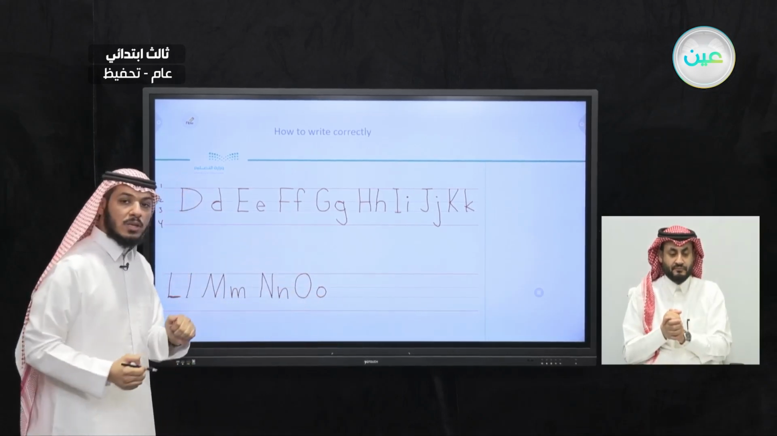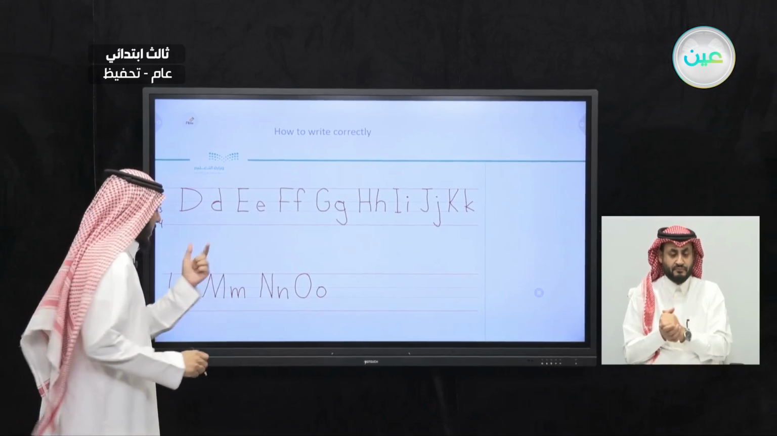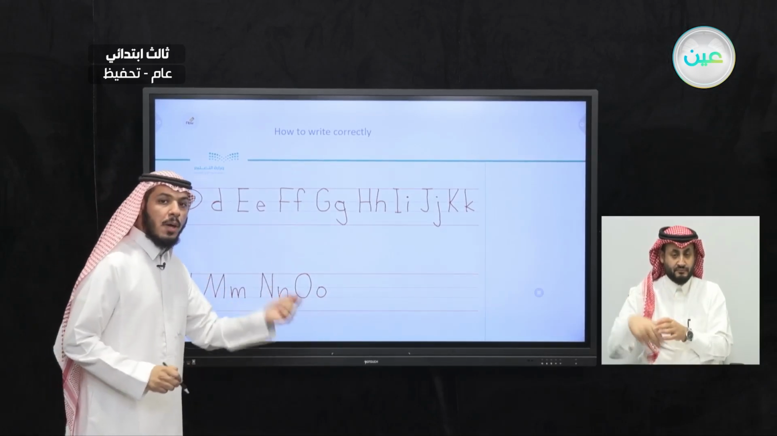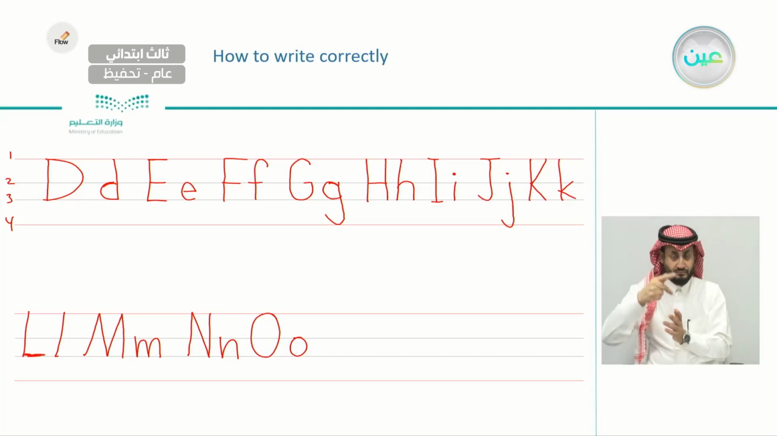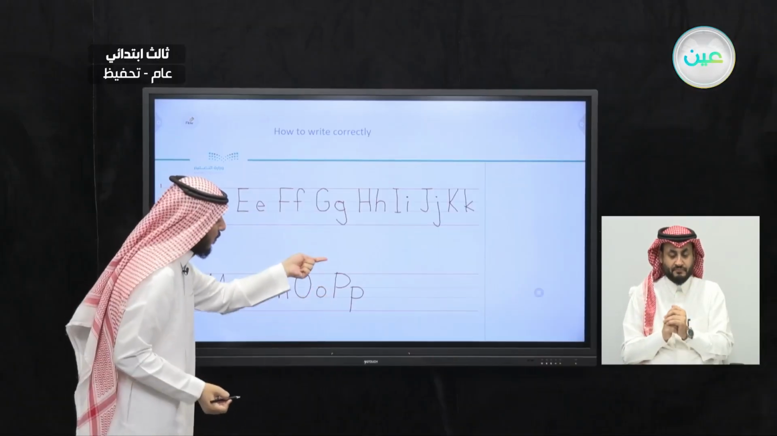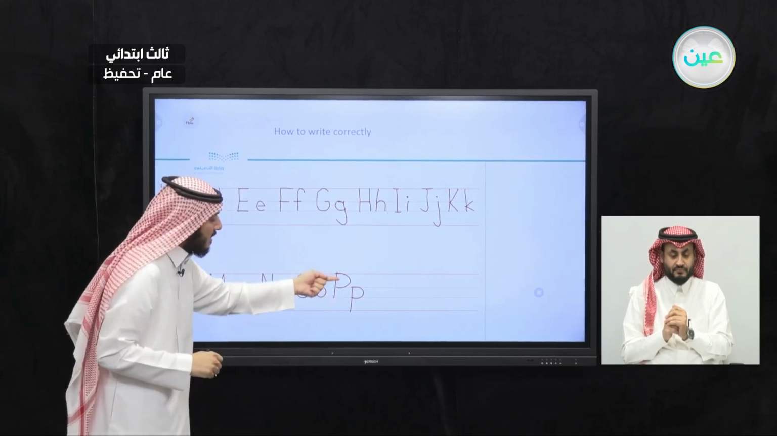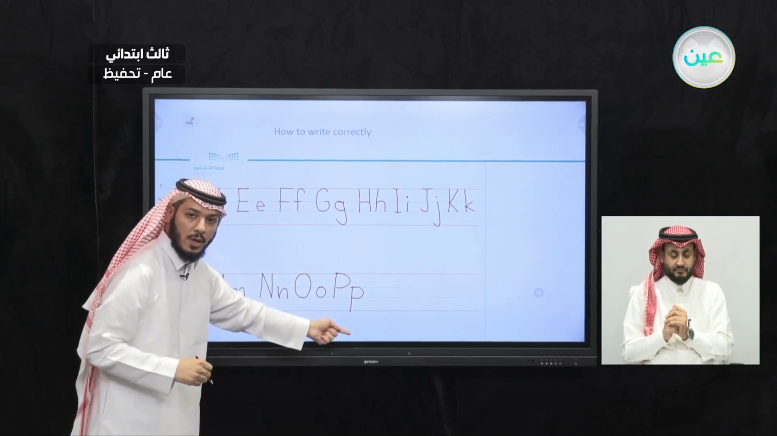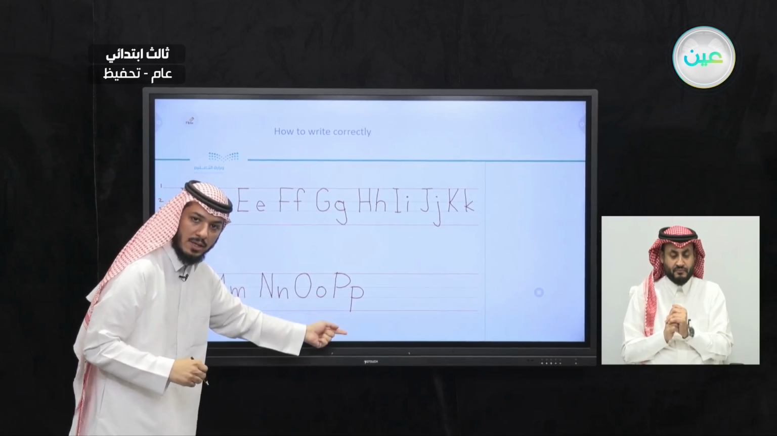Okay, can you tell me what is the next letter? M, N, O, P. Yes, that's right. Okay, again 1 to 3. P. This is the P capital, and the P small is 2 to 4. Okay, so we have the same shape, but one from 1 to 3. The small one is 2 to 4. Okay, the line 2 up to line 4.